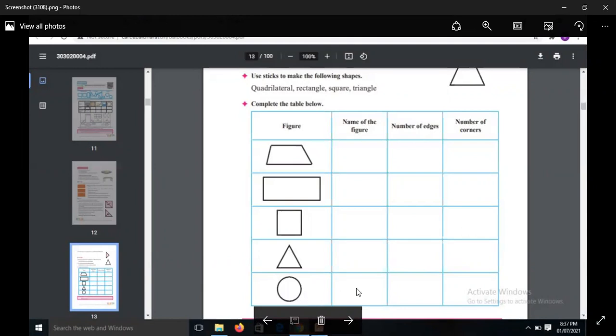The name of the figure is circle. Now are there edges? There are no edges and no corners for the circle. So here you will keep it blank. So this was the table. Children can complete this table in their notebook.